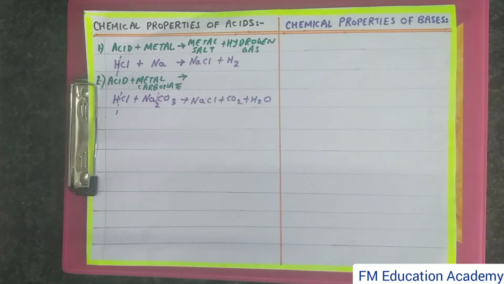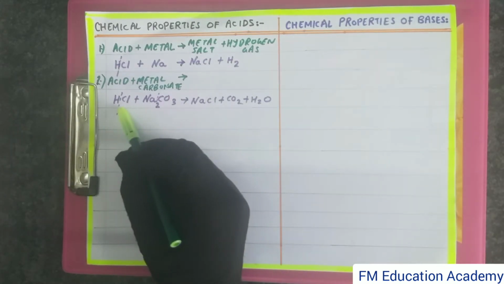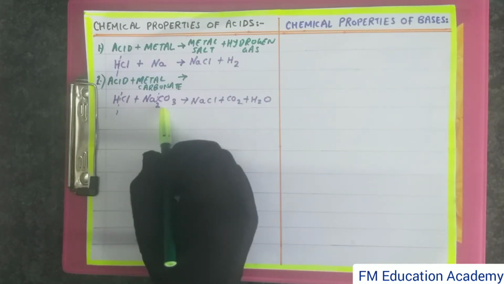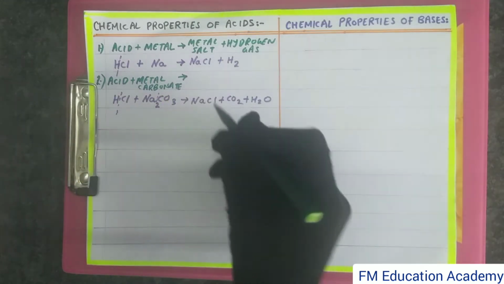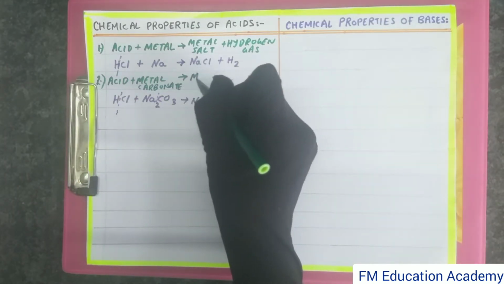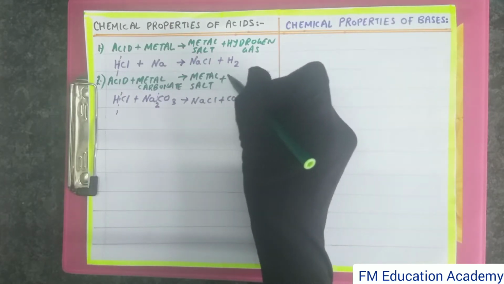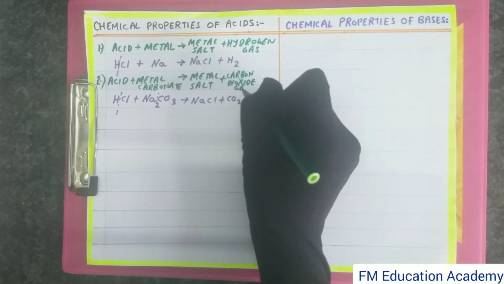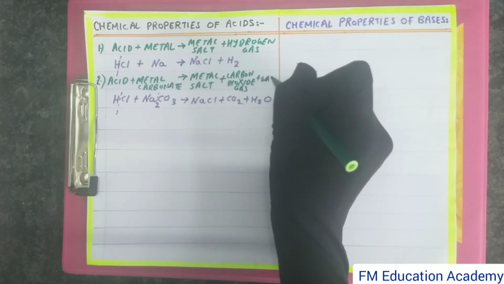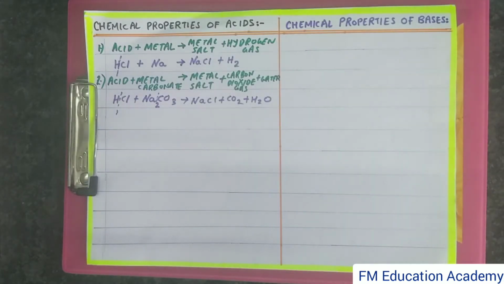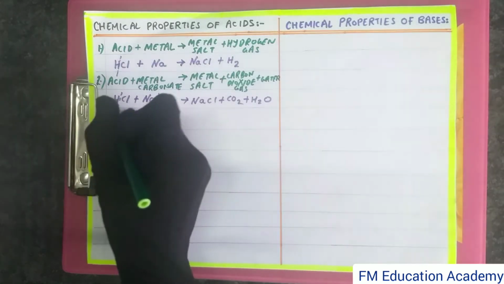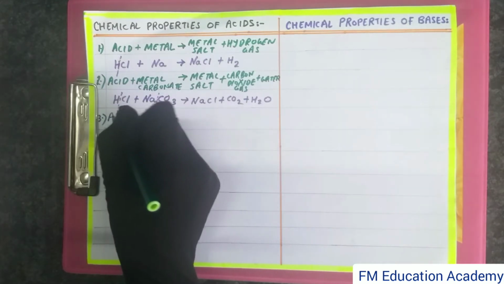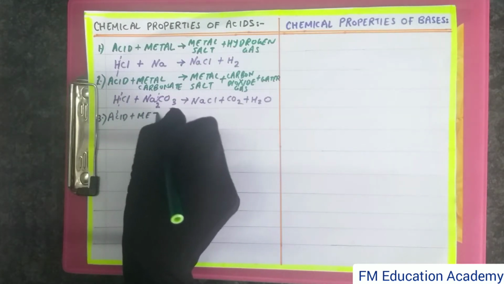So what can I say in general? You can take any acid, you can take H2SO4, you can take any metal carbonate and find out. You'll get the same answer. So what is sodium chloride again? Metal salt. That is a salt of metal, plus carbon dioxide gas is released, and also water is released.